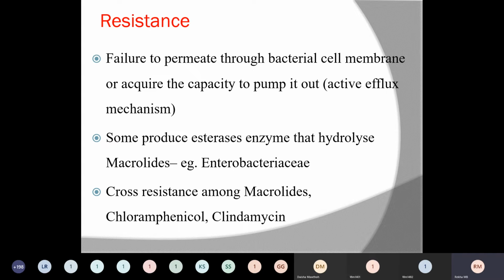Cross-resistance is very common among different groups of drugs, between macrolides, chloramphenicol, and clindamycin. The reason being the binding sites of macrolides, chloramphenicol, and clindamycin are very close by. And you may also see cross-resistance among azithromycin, erythromycin, and clarithromycin.